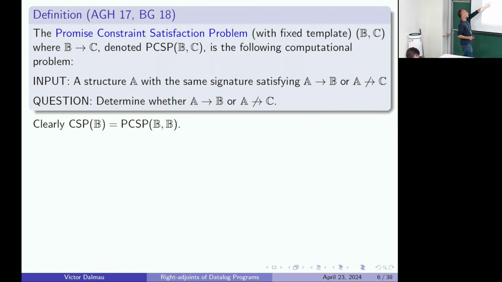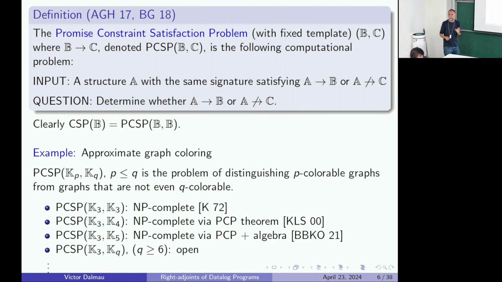So if the two are the same, then you get the standard CSP. But when they are different, this gives you more possibilities. The best well-known example is approximate graph coloring. So assume that here you have a clique with P elements, a clique with Q elements, and Q is larger than P. Now the input is a graph, and you have the promise that it's either homomorphic to here, so it can be colored with P colors, or it's not homomorphic to here. It can be colored with Q colors, and you want to know which one is the case.